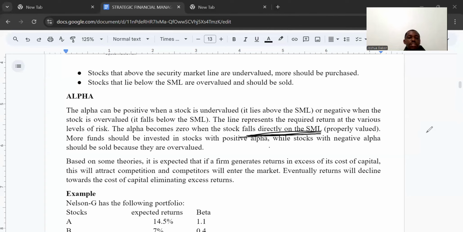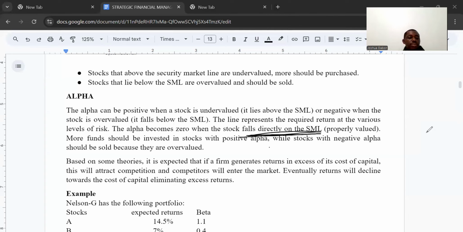Properly priced. Based on some theories, it is expected that if a firm generates return in excess of the cost of capital, it will attract competition and competitors will enter into the markets. Eventually, the return will decline. And as a result, the market, which is the force of demand and supply, will definitely eliminate that excess return. And over time, the stock will be properly priced.